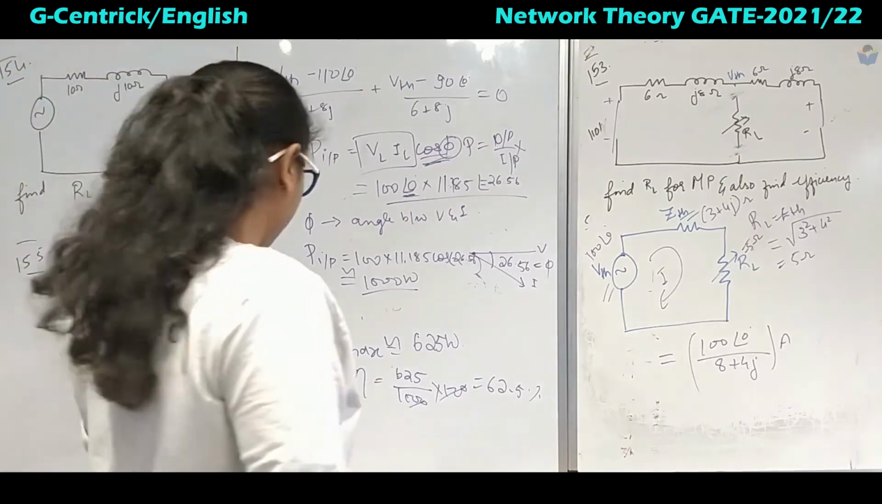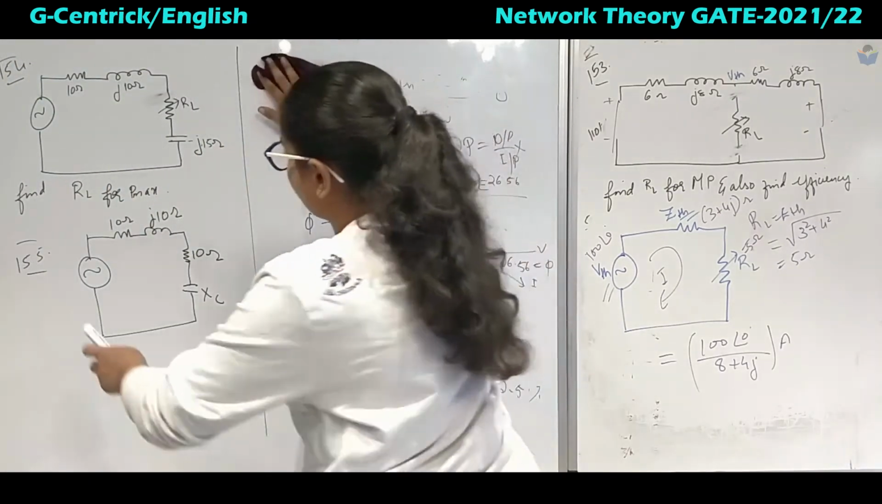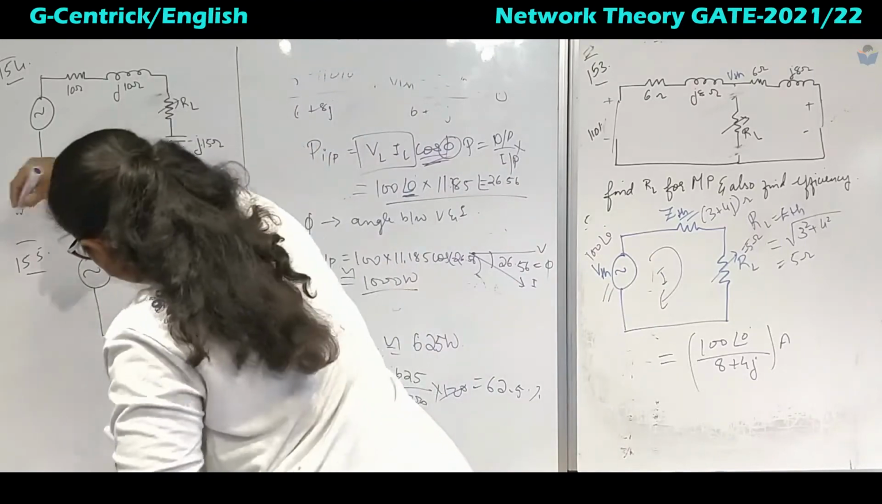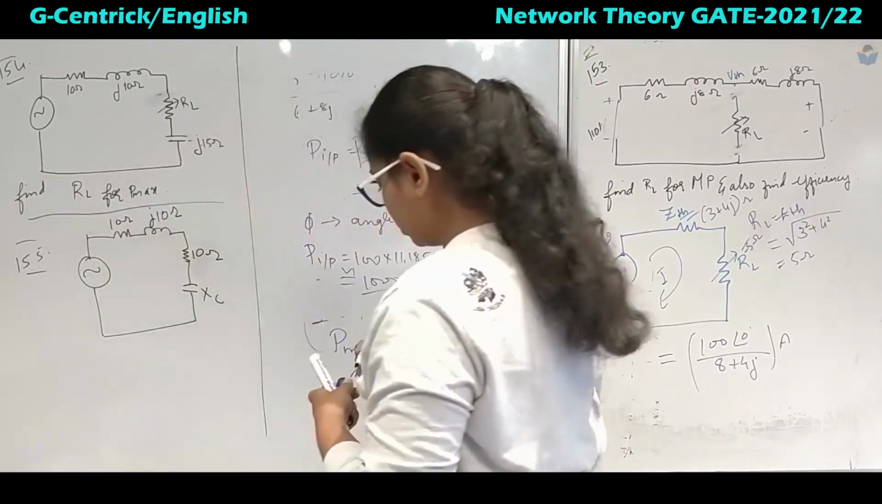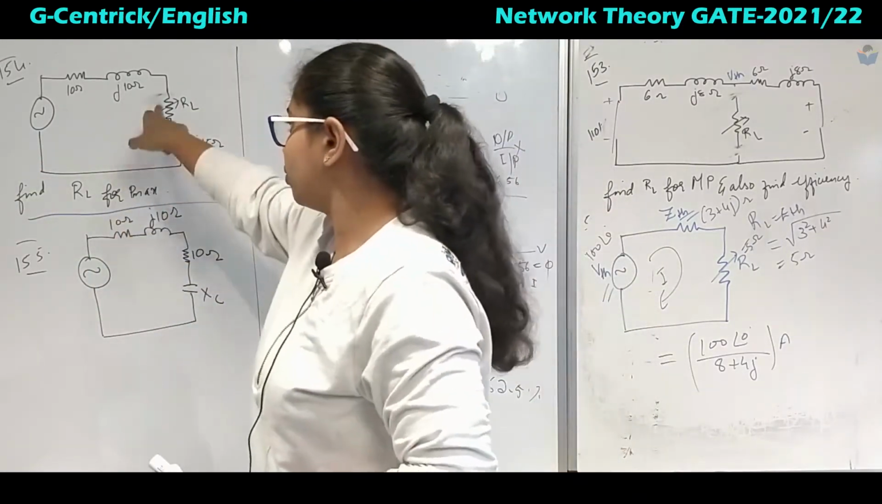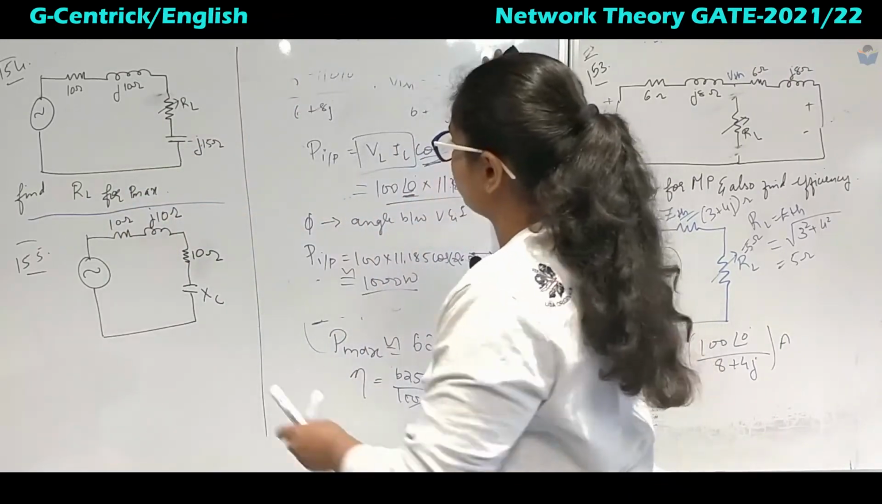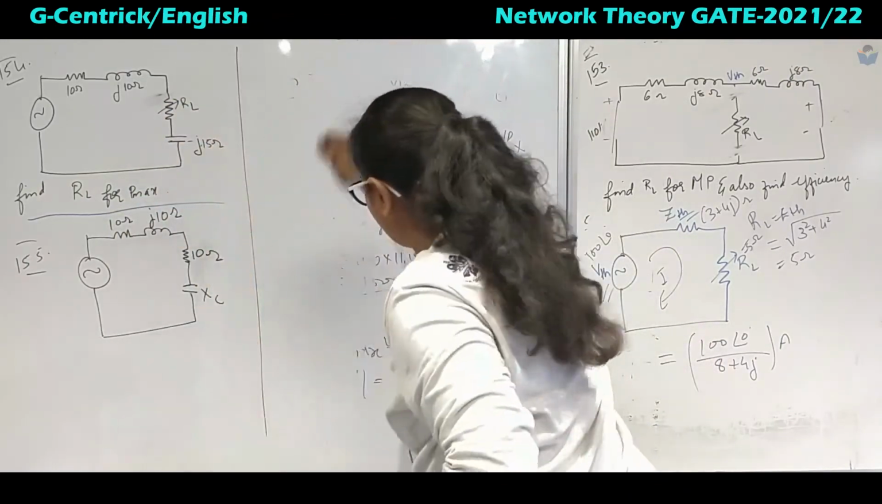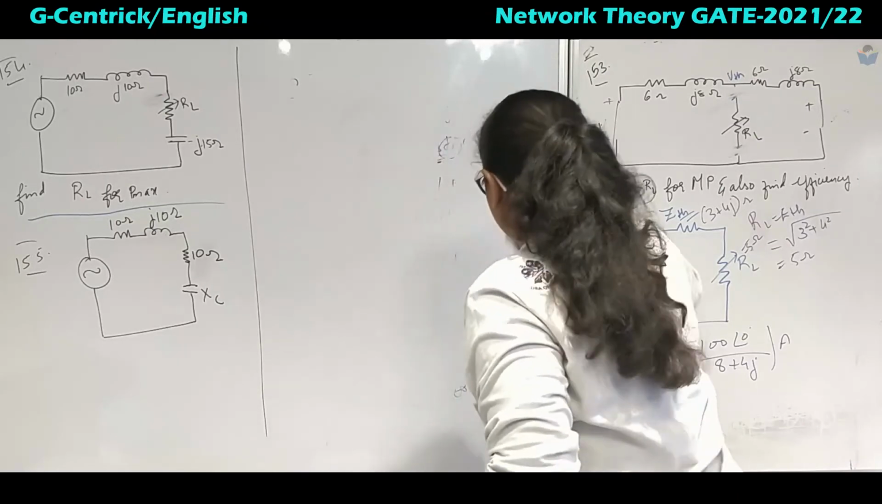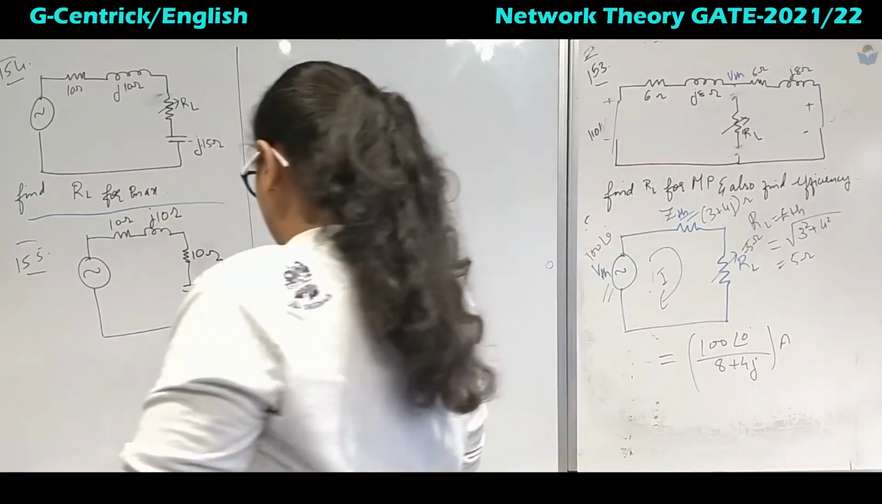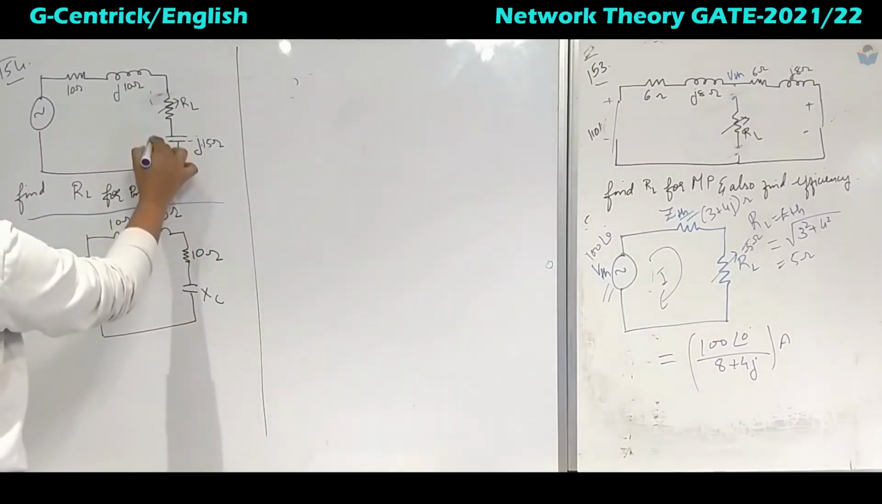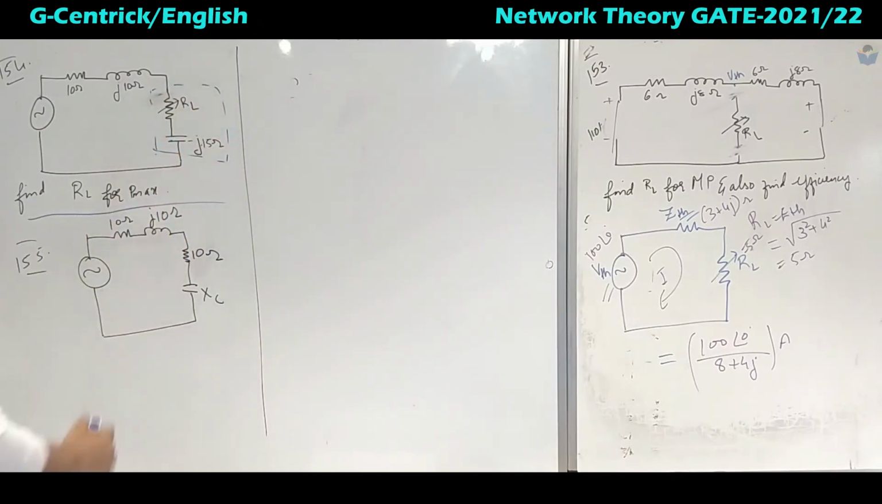Next, coming to the 154th question. So this is 154. Now we have to find RL for P max. This is the load here. I'll just rub this. So here this is the load, and what is variable?